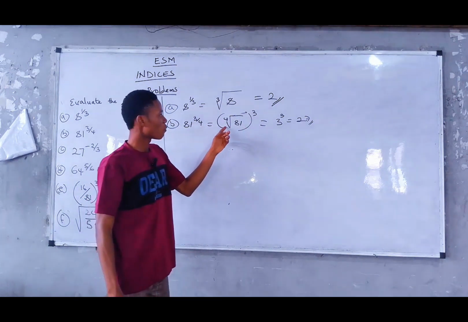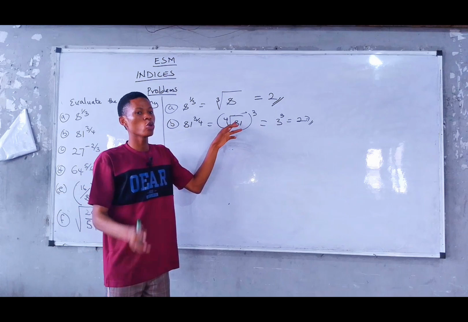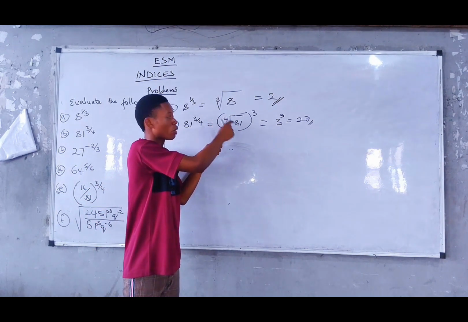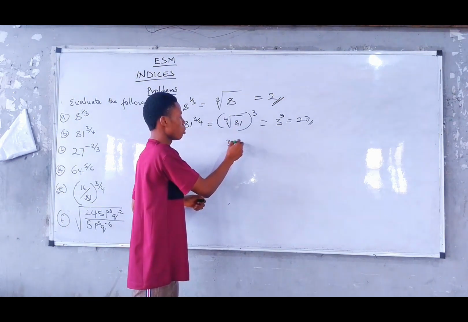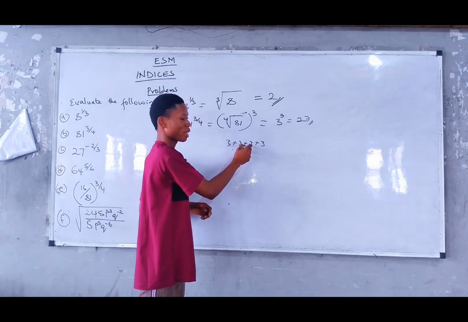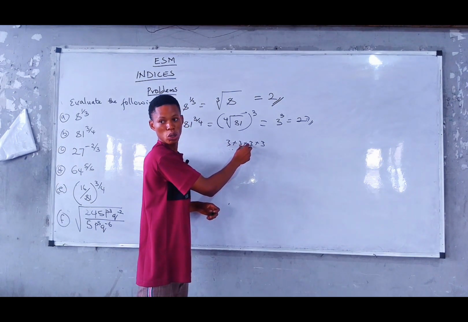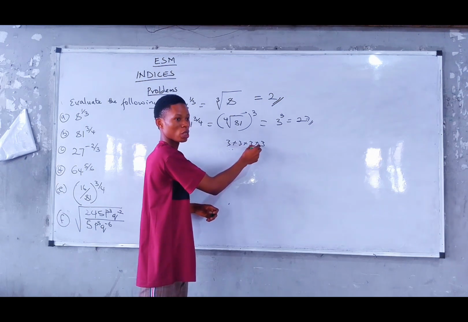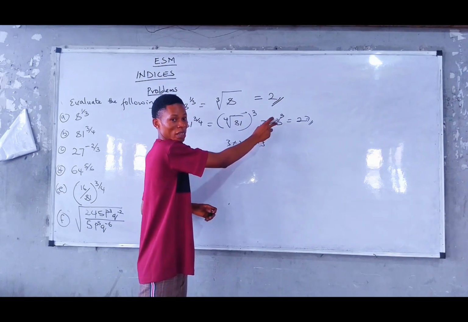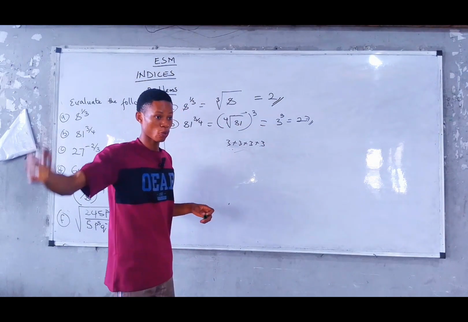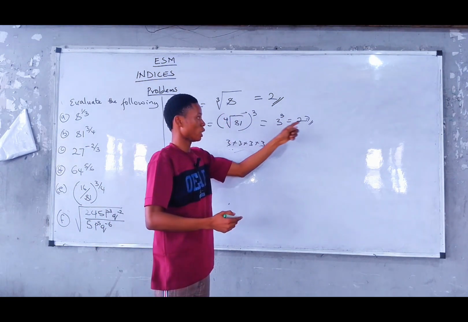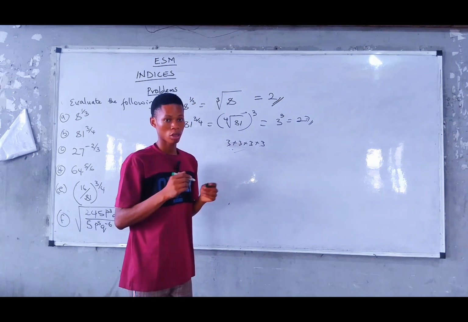Good. Now, the 4th root of 81: what will you multiply 4 times that will give you 81? 3 times 3 times 3 times 3. 3 times 3 is 9, right? 9 times 3 is 27. 27 times 3 is 81. That was how we have this 3. You can multiply 3 four times to give you 81. Then all raised to power 3. So 3 raised to power 3, we have our 27. So that's the answer to that question. Is that okay?